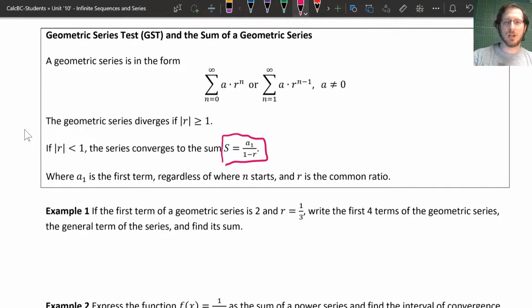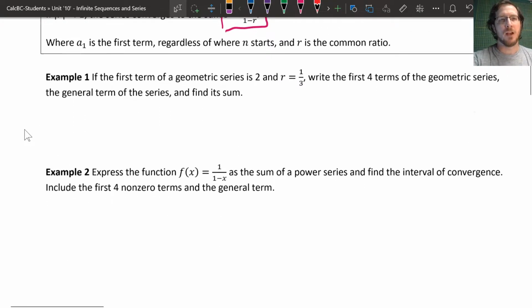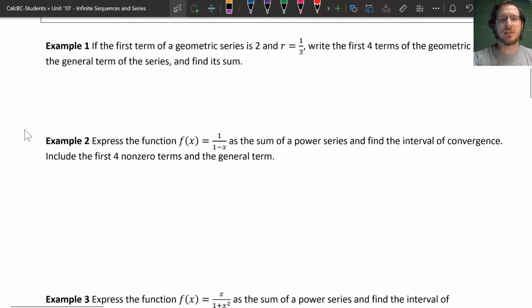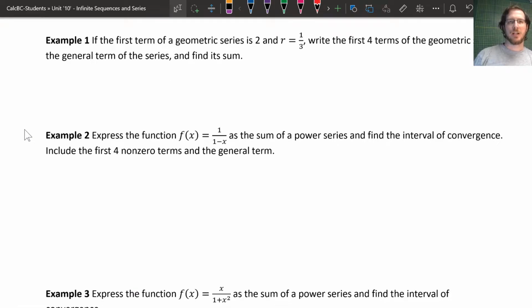All right, so again, quick refresher, example 1. The first term of a geometric series is 2. That's like saying that's our initial value, or first term, and r is 1/3. Write the first 4 terms of the geometric series, the general term of the series, and find its sum. So we want to find those 3 things.